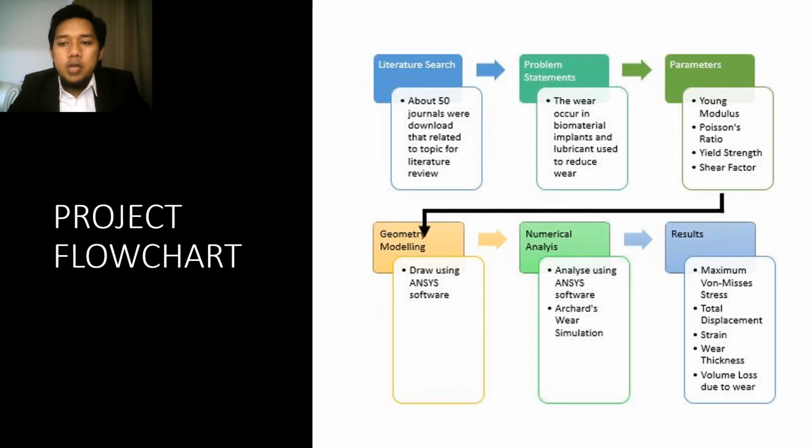Parameters used: Young modulus, Poisson ratio, yield strength, shear factor. Next is geometry modeling. It is drawn using ANSYS software. Numerical analysis: analyze using ANSYS software, archard wear simulation. And for our results, maximum von Mises stress, total displacement, strain, volume loss due to wear, and wear thickness.